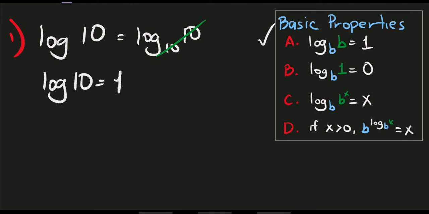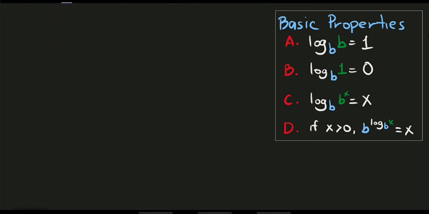So that is our answer. Okay, next. So for example number 2, we have this natural logarithm, or ln, of e raised to 4, and let's try to find out its value. Again, for example number 2, we have this ln of e raised to 4.